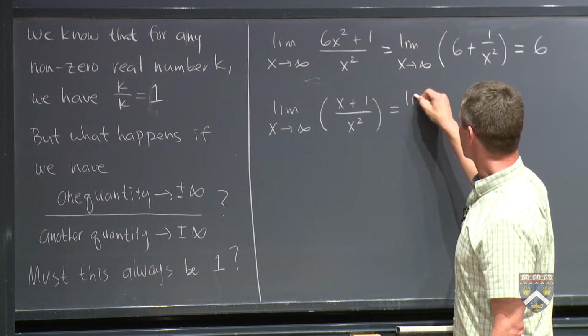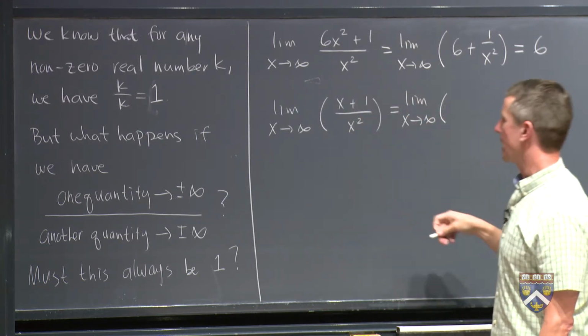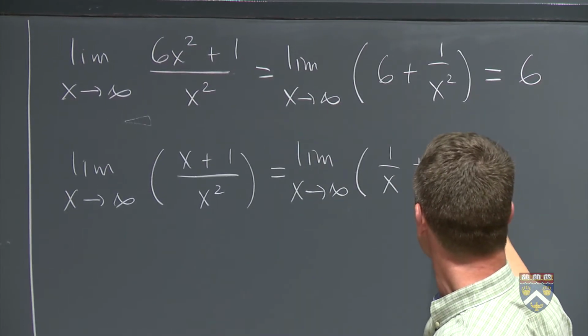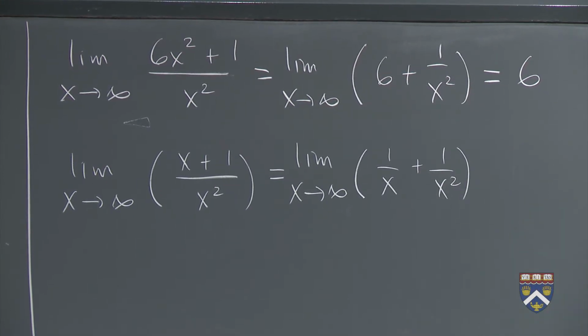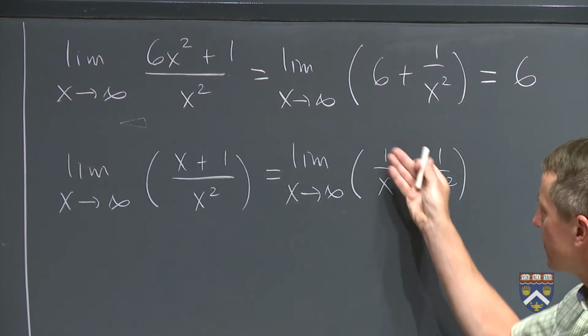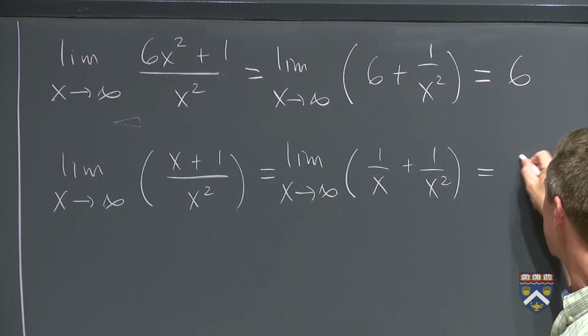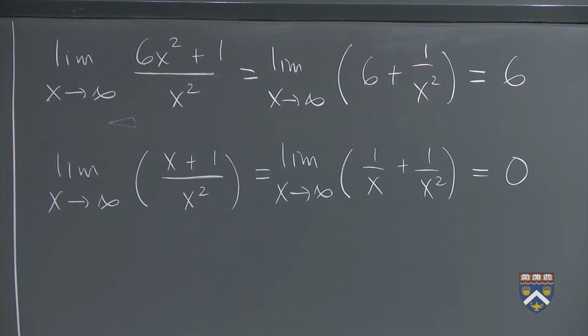But again, I can do a little bit of algebra. And I get x over x squared, which simplifies to 1 over x, plus 1 over x squared. And as we saw in the graphs before, as x gets very, very large, both of these quantities go to 0. So in this case, the infinity over infinity ended up being 0.